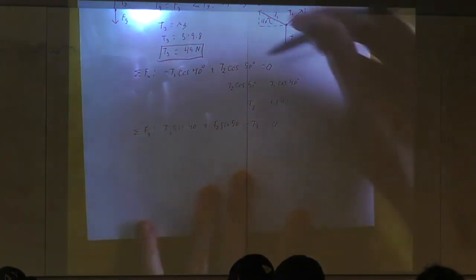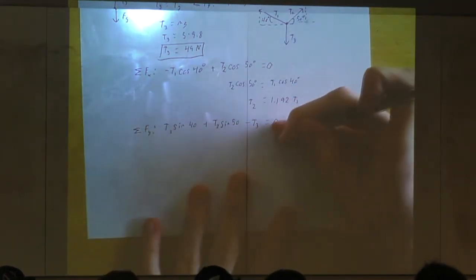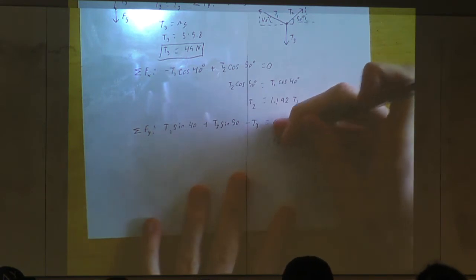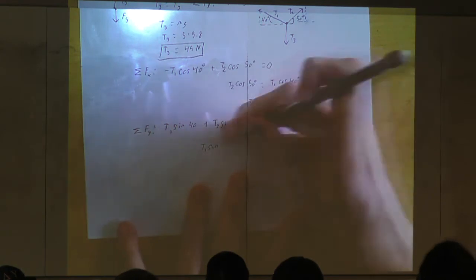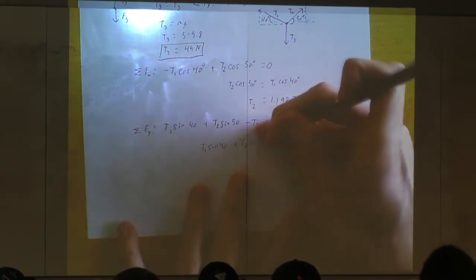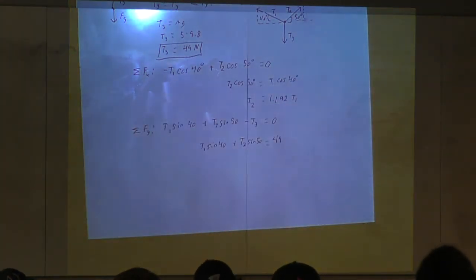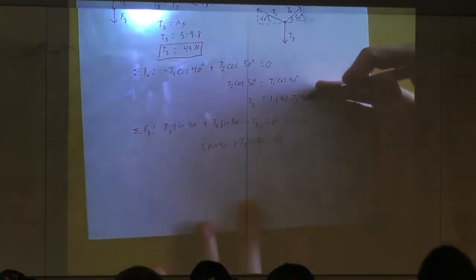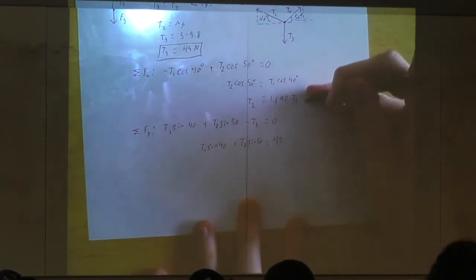So if we plug in T3, and I'm going to move it to the other side, we have two unknowns again, the same two as in the other part. So we can plug this down into here.